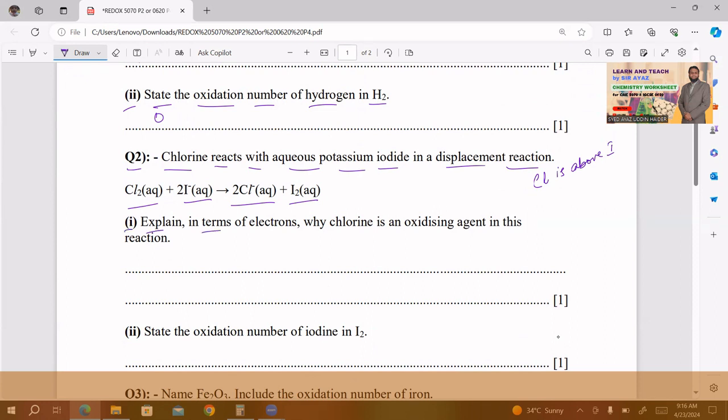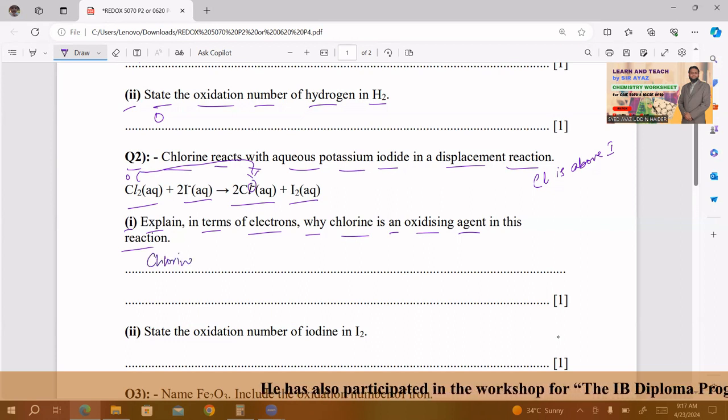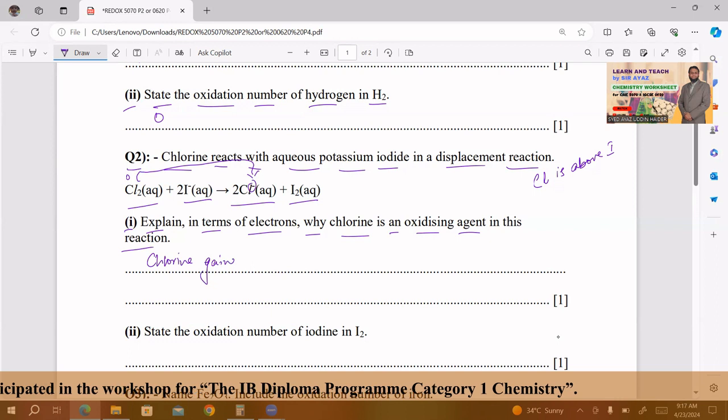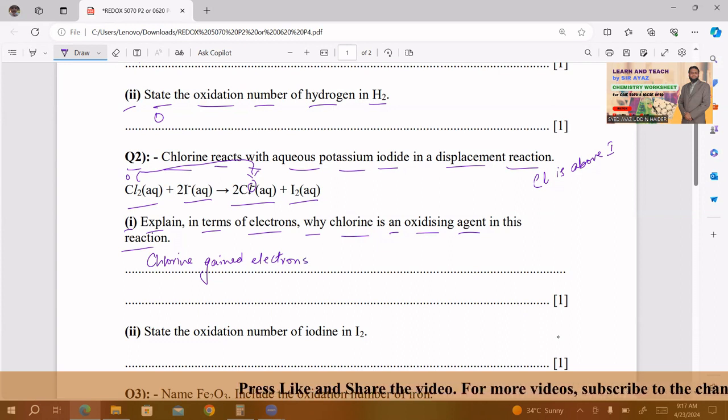Number 1, explain in terms of electrons why chlorine is an oxidizing agent in this reaction. Again, you will talk in terms of loss and gain of electrons. If you look at the change from Cl2 to Cl-, there won't be any charge on Cl2, which means it must be 0. And here it's carrying -1. So it means it has gained electrons. So you write chlorine gained electron. So we have 2 moles of chloride ion, so we write 2 electrons.